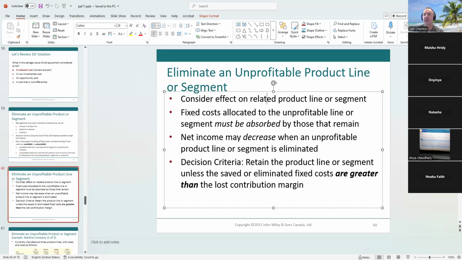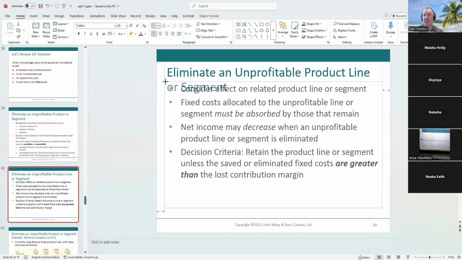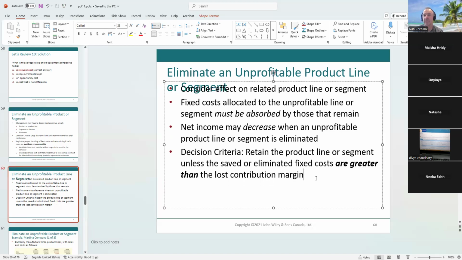So the decision criteria here is we're going to keep the product or segment unless the fixed costs eliminated are more than the contribution margin loss. So what that means, watch this.